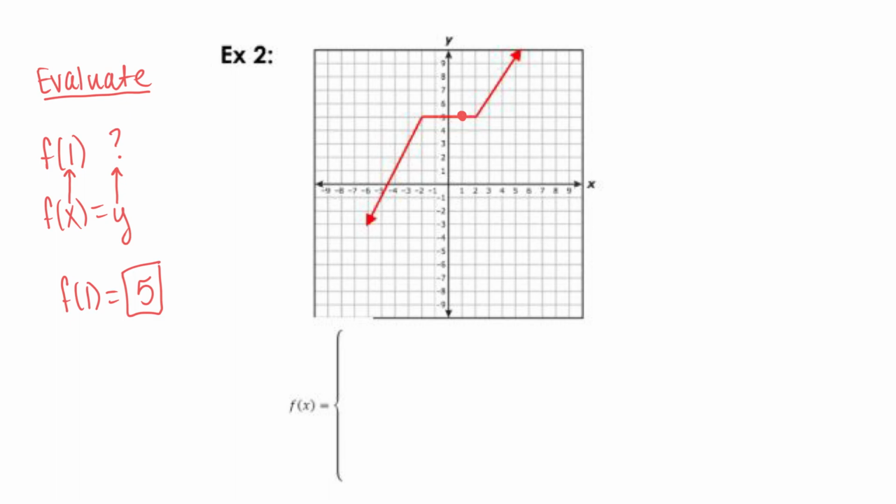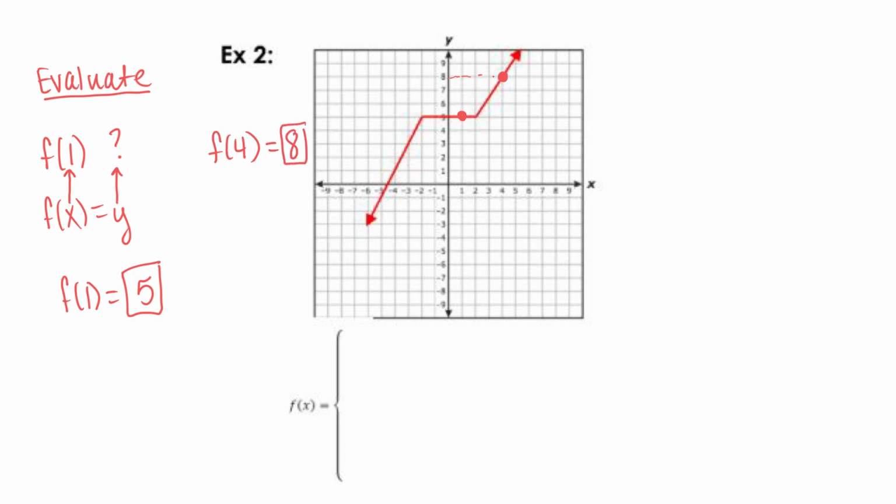I could also ask you to find maybe, let's say, f of 4. Well, if I go to where x is 4, here's the point that has an x value of 4, and the y value is 8. So the answer would be 8.